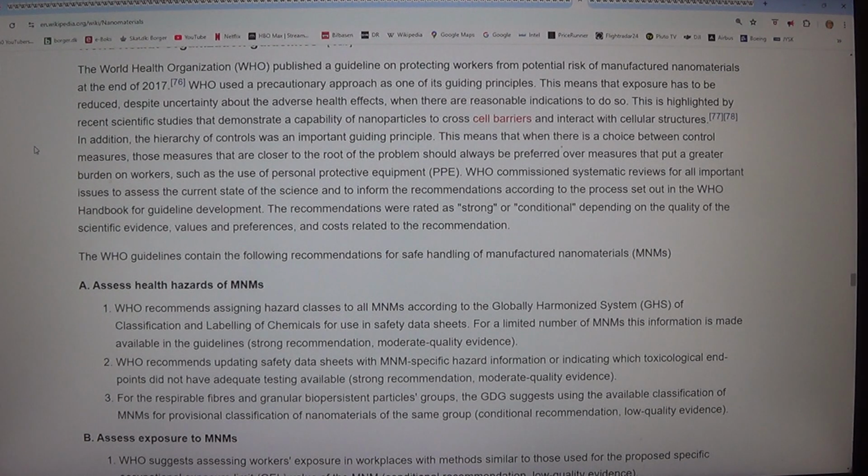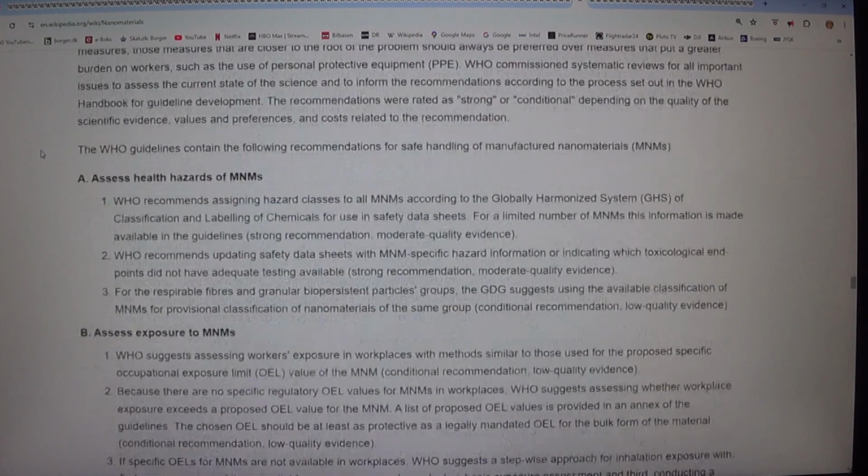In addition, the hierarchy of controls was an important guiding principle. This means that when there is a choice between control measures, those measures that are closer to the root of the problem should always be preferred over measures that put a greater burden on workers, such as the use of personal protective equipment, PPE. WHO commissioned systematic reviews for all important issues to assess the current state of the science and to inform the recommendations according to the process set out in the WHO Handbook for Guideline Development. The recommendations were rated as strong or conditional depending on the quality of the scientific evidence, values and preferences, and costs related to the recommendation.